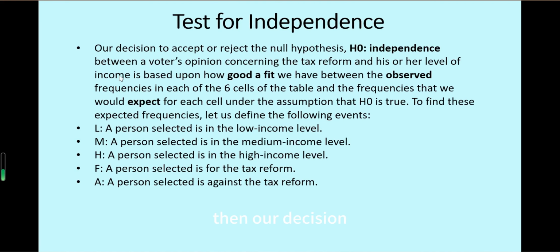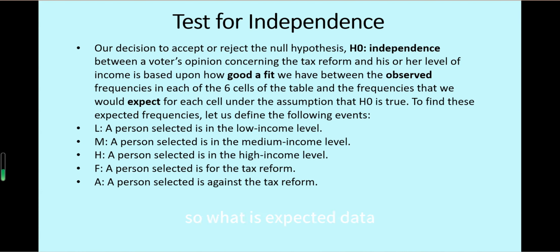Then our decision is to accept or reject the null hypothesis. So in hypothesis testing, we have the null hypothesis called H0. And here the H0 is that we will test the independence between the voter's opinion and their levels of income. So we get the observed data, and we want to test if the observed data matches the frequencies of the expected data.